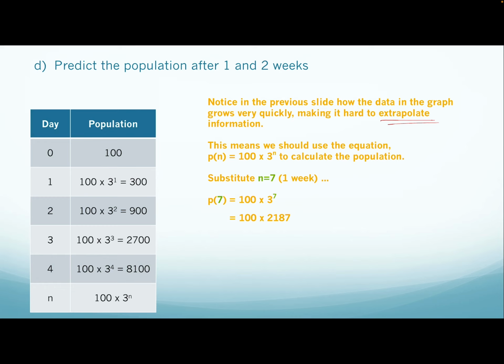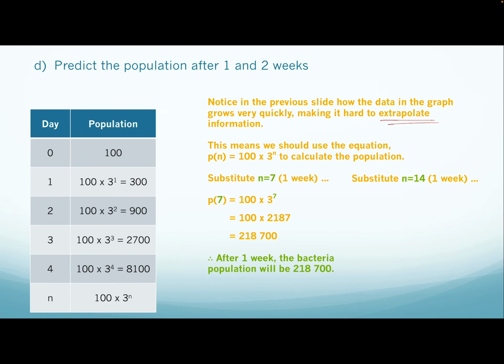So 3 to the 7 is 2,187. Multiply that by 100. We get 218,700 population. So that's the amount of bacteria after 1 week. Let's see what happens for the second week.